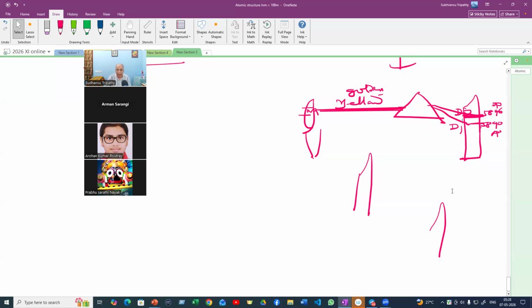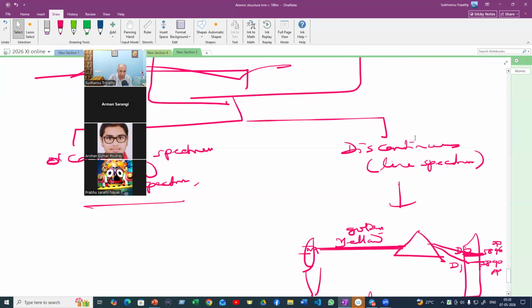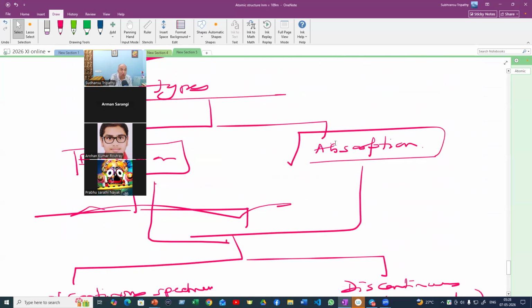So you have emission spectrum, you have absorption. I'm not talking much about absorption now. Emission spectrum is also called hot spectrum. To distinguish between the two, I use the word hot. It means when you heat it, excite it, they radiate, then that is called emission. This is called cold spectrum. There is no need to heat it.